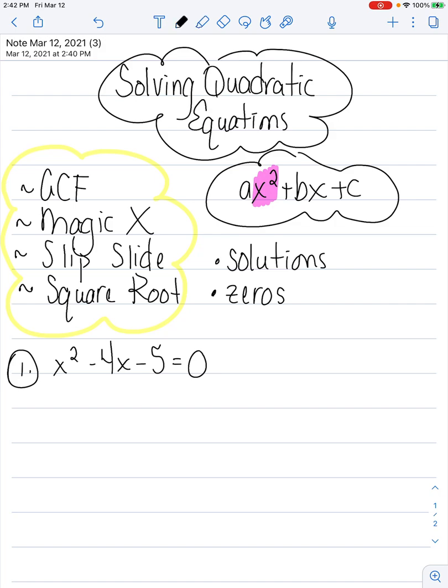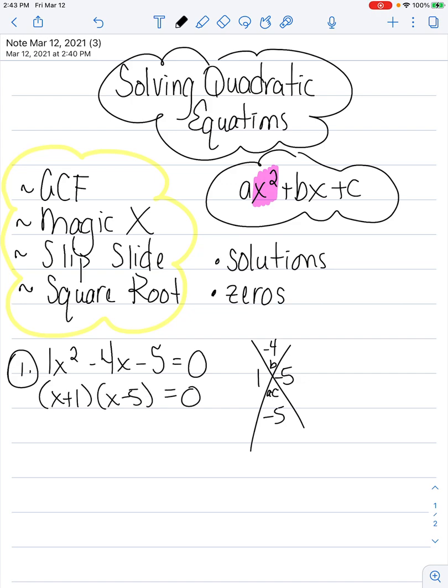For number 1, we have x squared minus 4x minus 5 equals 0. When I look at that, it looks like magic X has your back is going to be the best strategy to use. So my b is -4, a times c is -5. And I can already see that 1 and 5 are going to be good factors to use, and I want to make the 5 negative. So I have x plus 1 times x minus 5 as my factors. Remember, we want to set them equal to 0. Now I'm going to set each of my factors to 0 and solve for x.